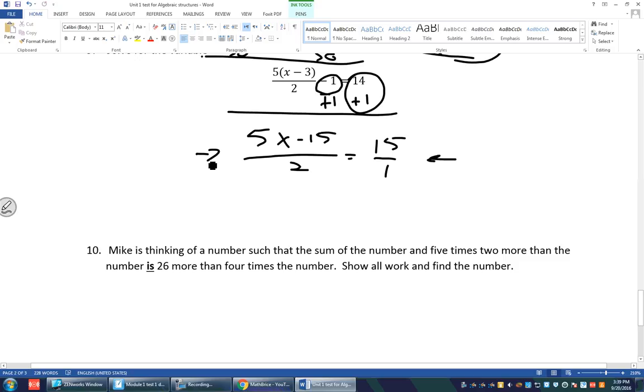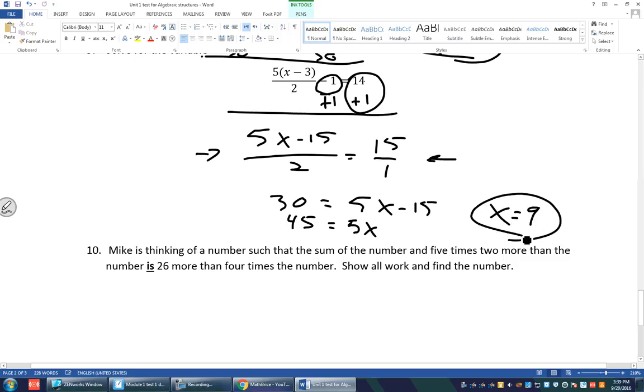Product of the means equals product of the extremes. Multiply both sides by 2. It doesn't matter which way you go. 5x minus 15. Add 15 to both sides. 45 equals 5x. Divide both sides by 5. X equals 9. You can rewind that and watch it again.